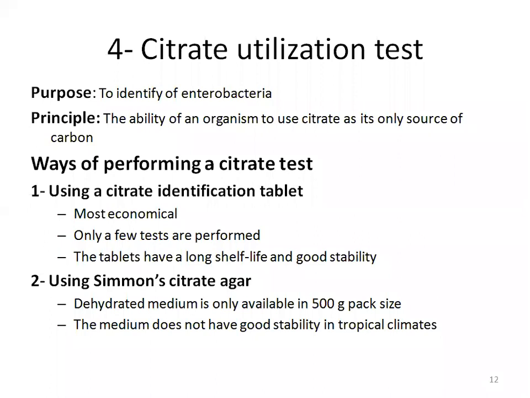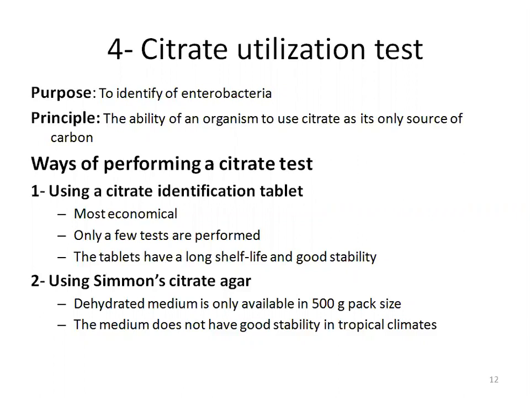There are two ways to perform the citrate test. The first one is using a citrate identification tablet. This is the most economical method when only a few tests are performed. These tablets are available in the market and have a long shelf life, and they are very stable in tropical climates.